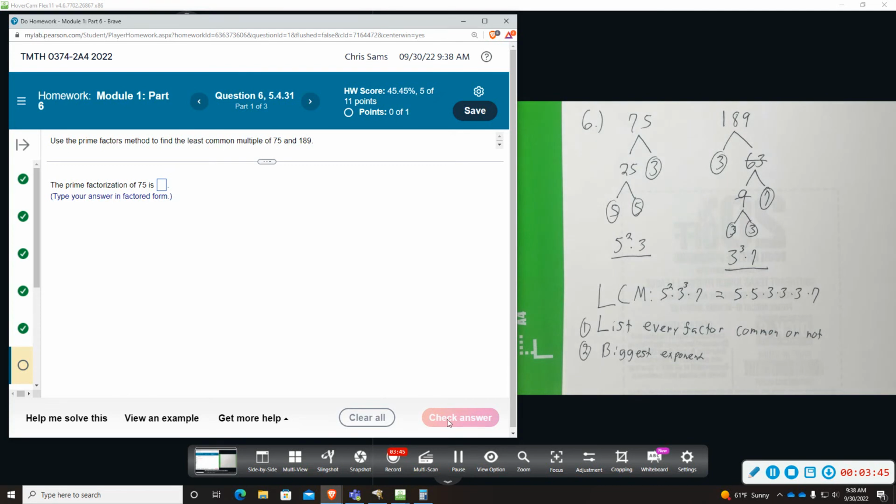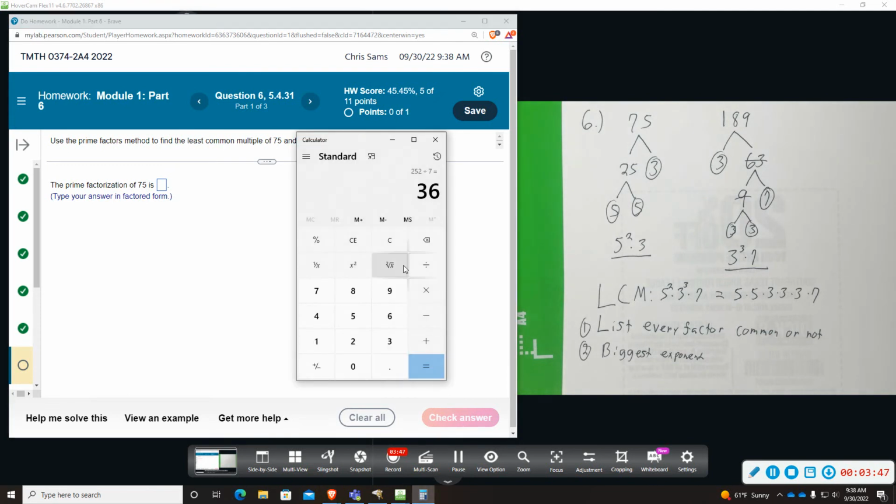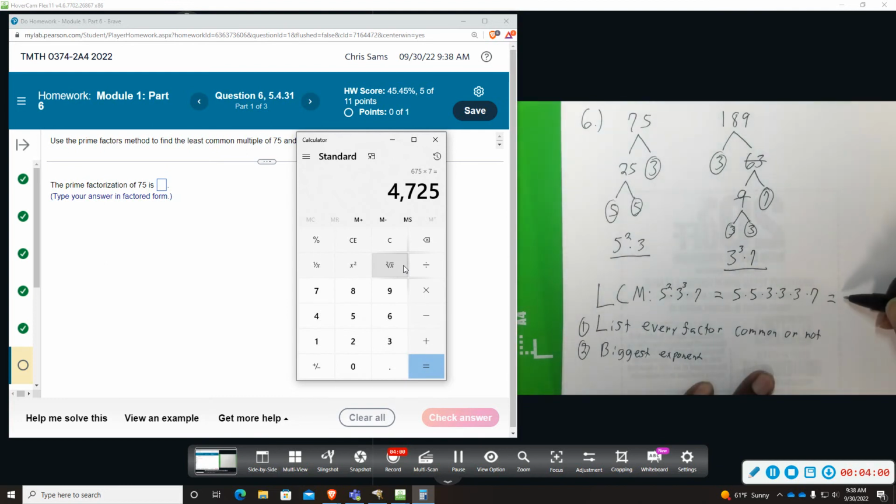I'm actually finishing the whole problem, and I'm going to go back and fill in the individual parts. So I'm going to do 5 times 5 times 3 times 3 times 3 times 7. Alright, so this is my least common multiple. It's 4725.